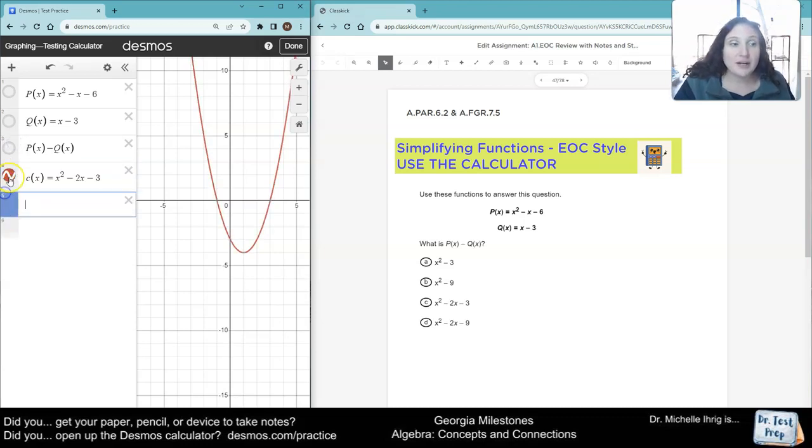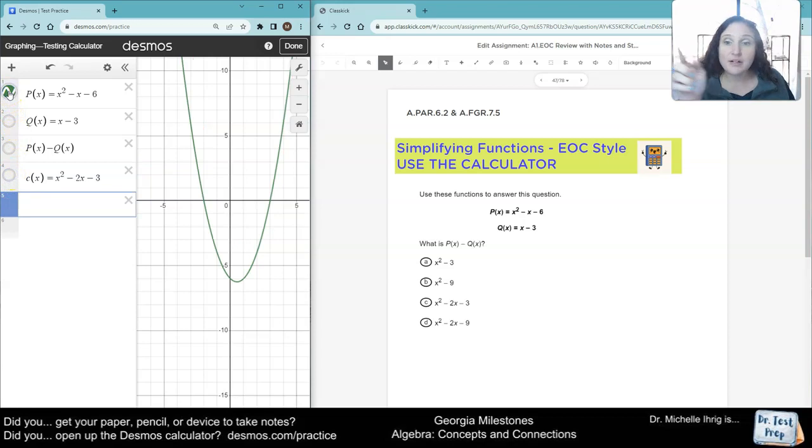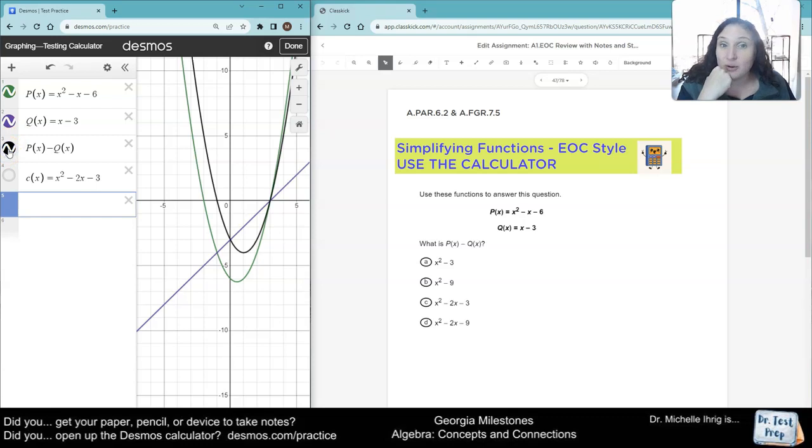So let me summarize what I did. I'm going to turn off my things. First, I typed in P of x. I just copied and pasted it, typed it right into the graphing calculator. Then I typed in Q of x. So those are the two functions. One's a quadratic function, one's a linear function. It wants us to subtract it, so I literally copied and pasted it and got this black graph.